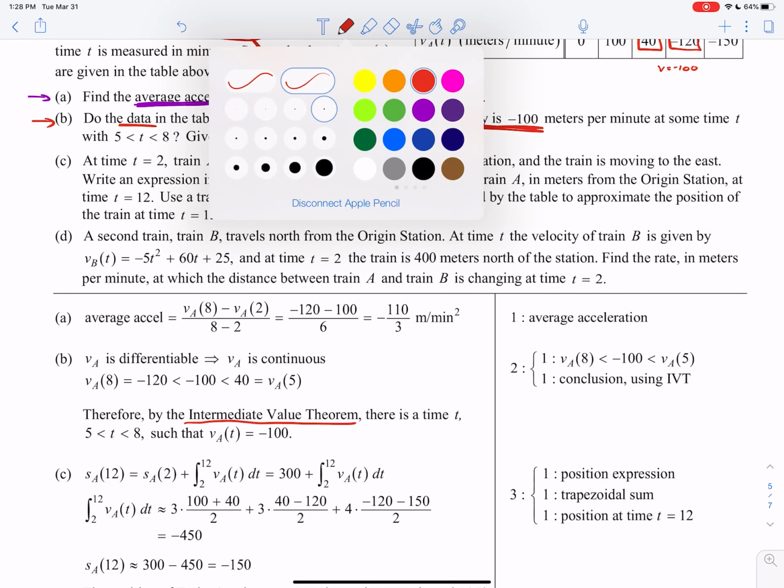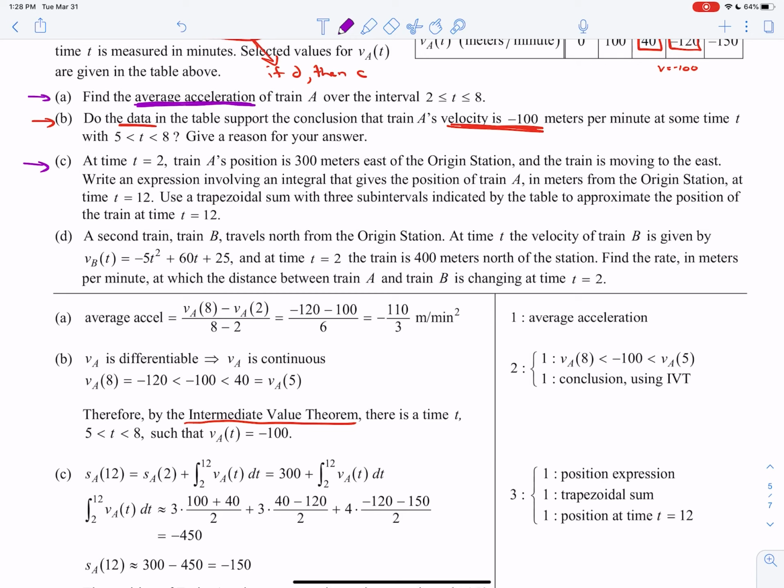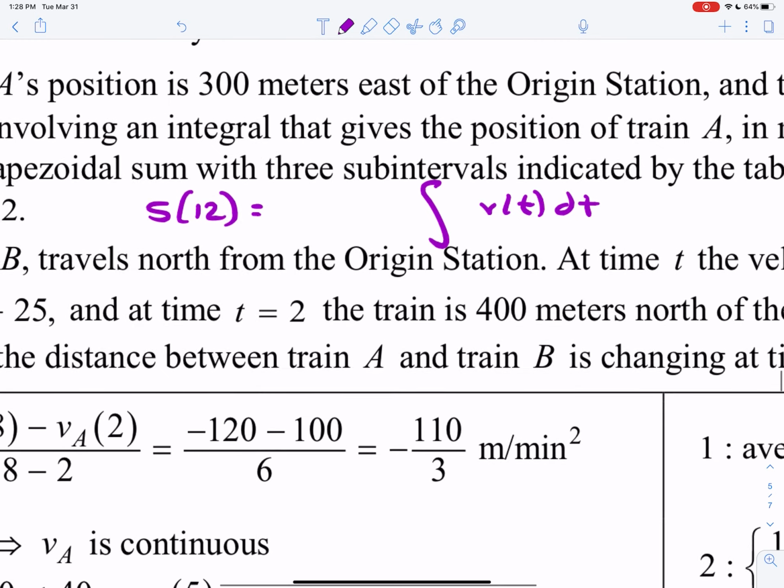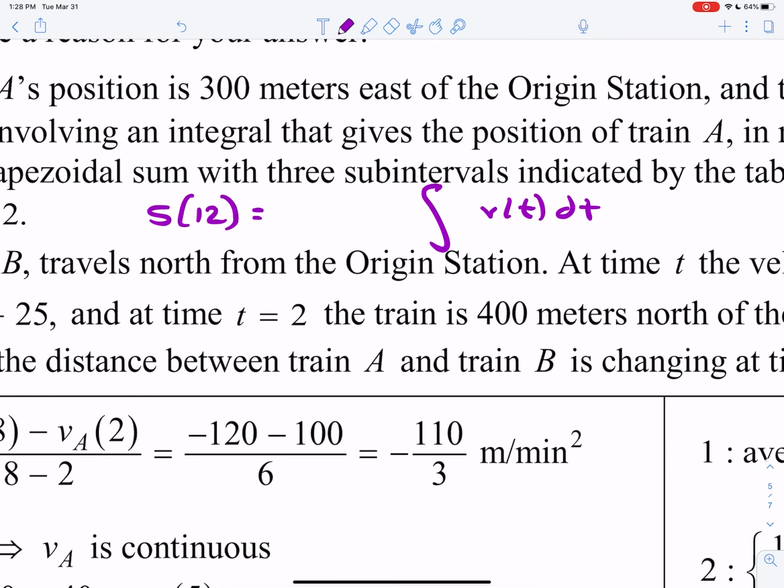Here's part C. At t equals 2, train A's position is 300 meters east of the origin station, and the train is moving to the east. Write an expression involving an integral for the position of train A at t equals 12. So here's what you do. We want to know the position at 12, so you have to integrate V somehow so that you can go back to displacement or distance. The trick here is knowing what the bounds should be. If you want to know your position at 12, that's where you should end it.